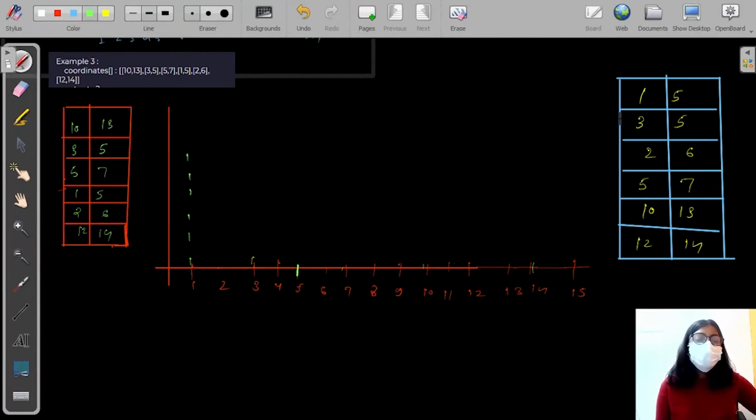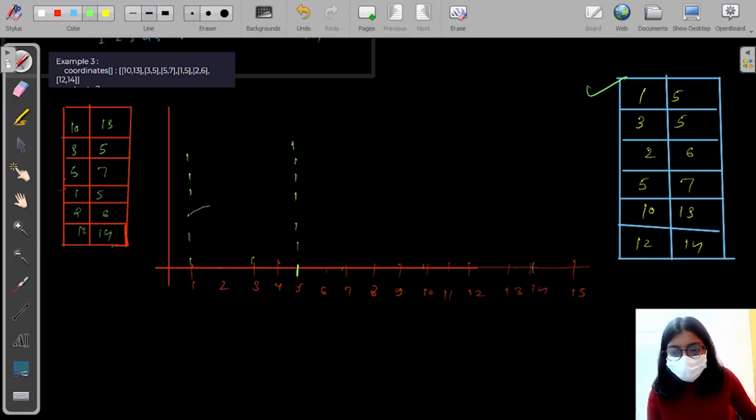So let's see. My array somewhat looks like this. I will tell you why I am sorting this. First of all, I sort this array according to the ending points of my balloons. So first balloon is from 1 to 5. Second balloon is from 3 to 5.